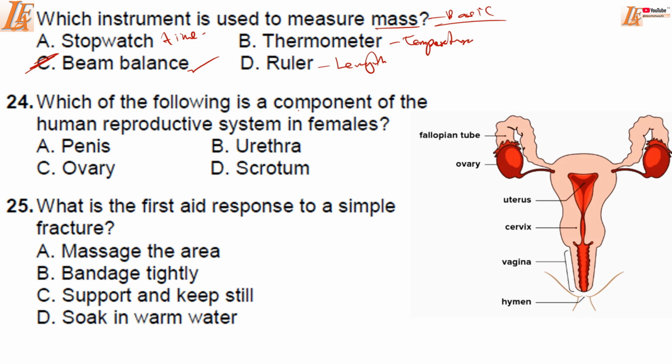So the correct answer here is B for a beam balance. It's the one which is used to measure mass.